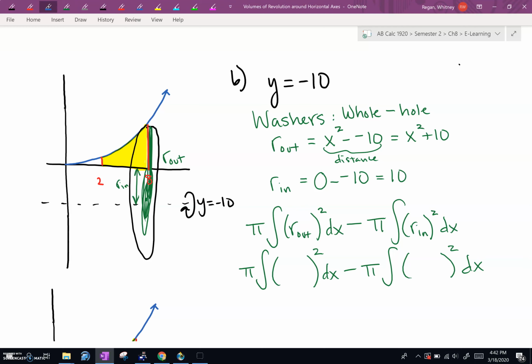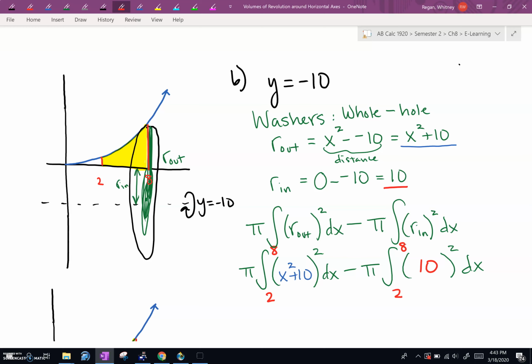Okay, so there's our R out. That'll get the entire volume. But now we have to subtract out that whole. So that's our R in. That's going to be 10. Same region as before, so my bounds are still 2 to 8 and 2 to 8. This is one that you see most often.